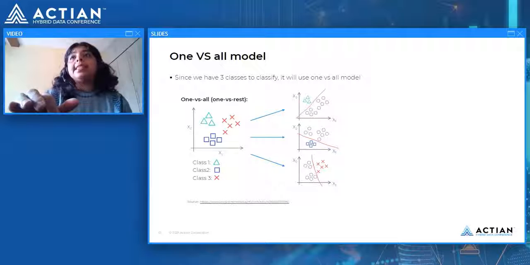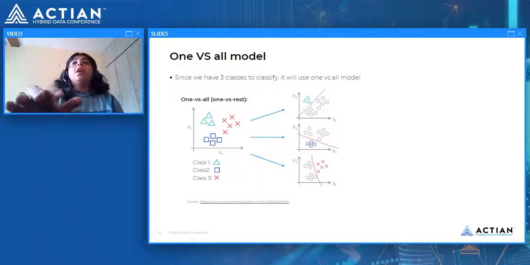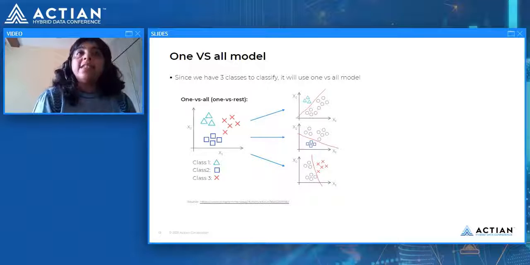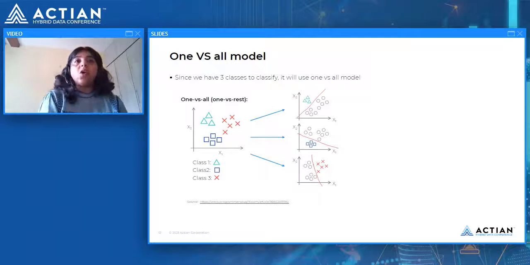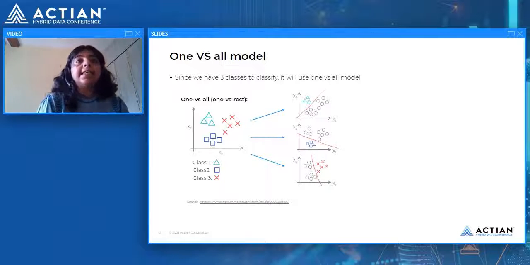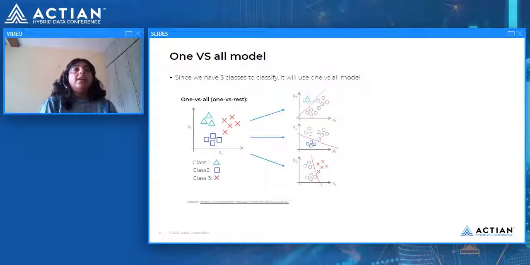Now, once my model is created, since I have 3 classes to classify, so far whatever we discussed was for 2 classes. Now we have to relate the same thing to 3 classes. So we will follow the one versus all model. What the one versus all model does is this: suppose we have 3 classes, as we can see here, triangle, rectangle, and a cross. And now we want to classify all 3 into separate classes.